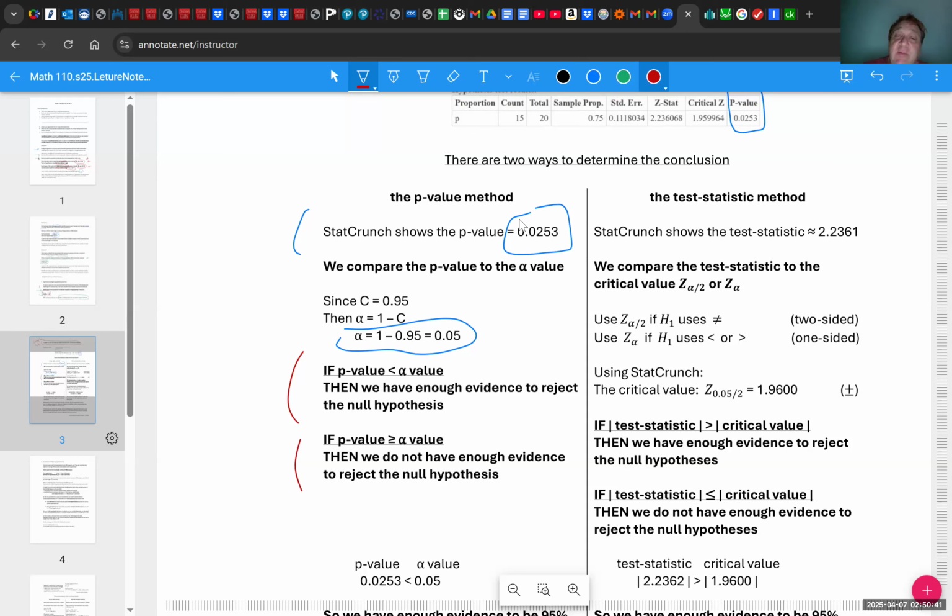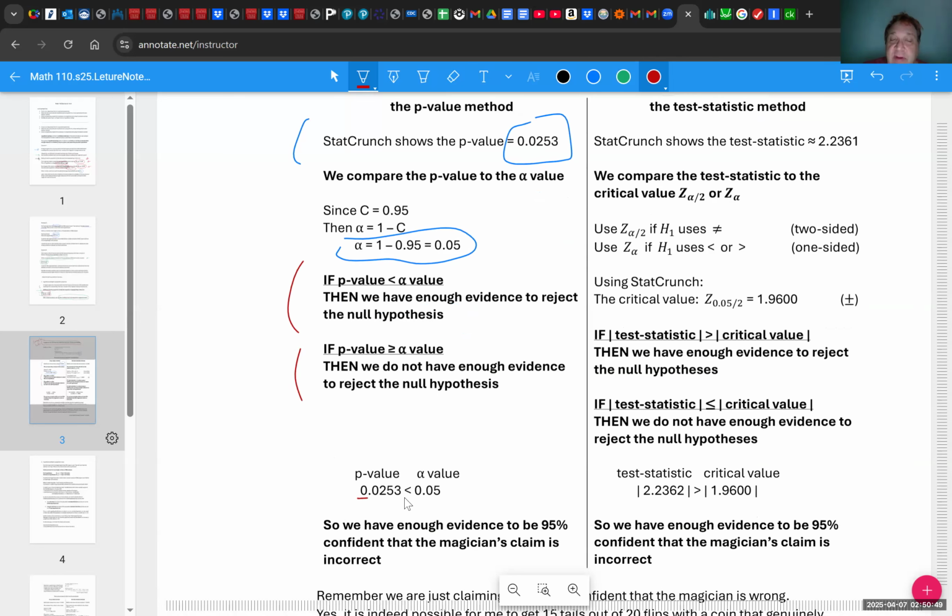Well, what is our case? Our case, we have a p-value of 0.0253. We have an alpha value of 0.05. So I wrote those down here, p-value of 0.0253, alpha value of 0.05, and the p-value is less than the alpha value. Let me just make this look a little nicer. So the p-value is less than the alpha value, which is our first option right here. If the p-value is less than the alpha value, then we have enough evidence. So our conclusion is, we have enough evidence to be 95% confident that the magician's claim is incorrect. So that's the p-value method.